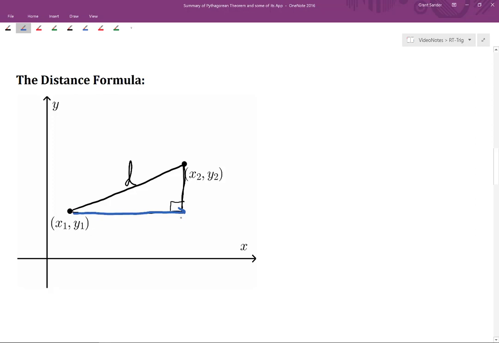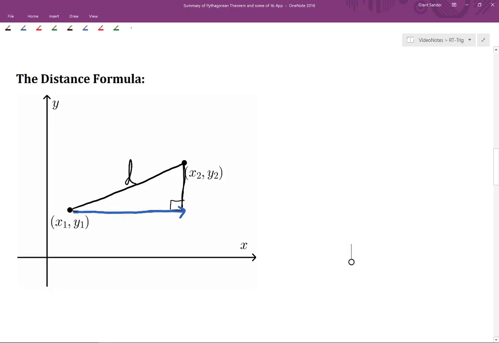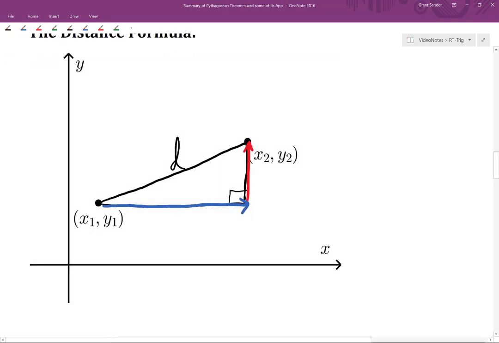We can think about this horizontal leg. If we imagine changing from x1, y1 to x2, y2, then we have a change in x here and a change in y here. The change in x and change in y represent the length of those 2 sides of the right triangle if we ignore the sign. So the horizontal side length is x2 minus x1. This is like delta x equals x2 minus x1, and delta y will be equal to y2 minus y1.